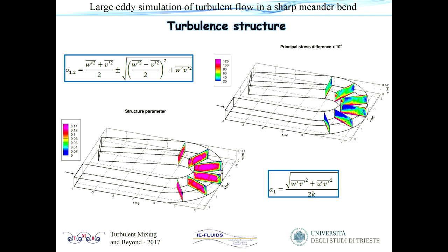So the picture also shows the increase of the turbulent anisotropy at the touching of the free surface, the central region and the outer bank cells. And so in this area we have a high anisotropy.